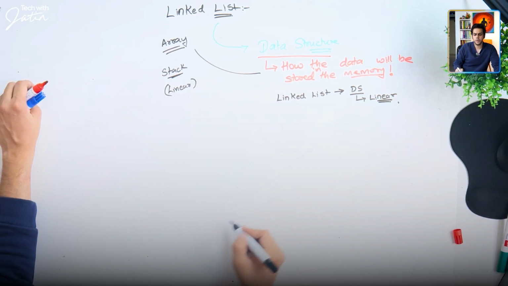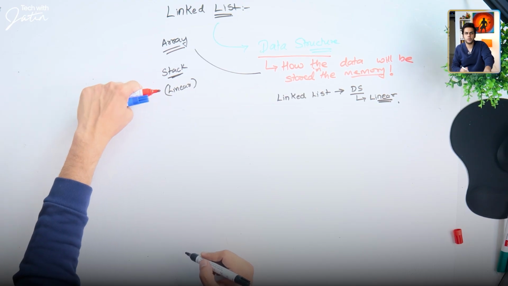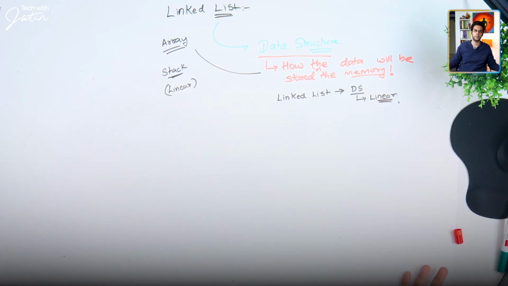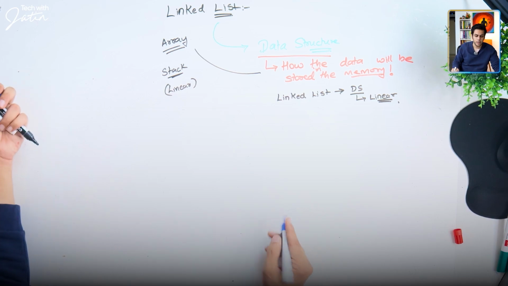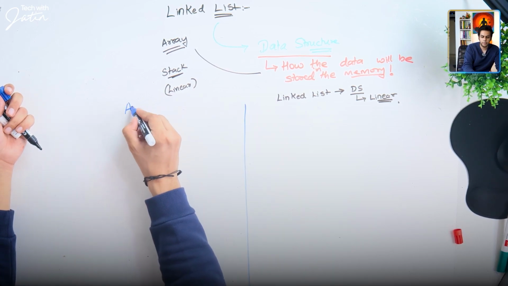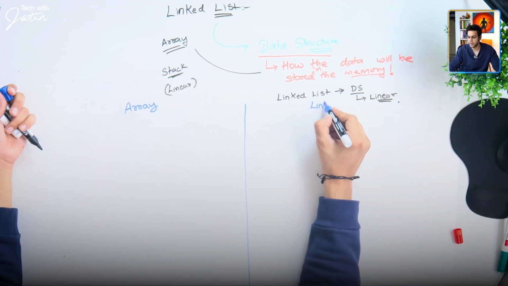Now the question that comes into the picture, Jatin: array is also a linear data structure, stack is also a linear data structure, linked list is also a linear data structure. Then how are they different from each other? And that's where your next interview question comes into the picture, where a lot of people ask about the difference between an array and a linked list.